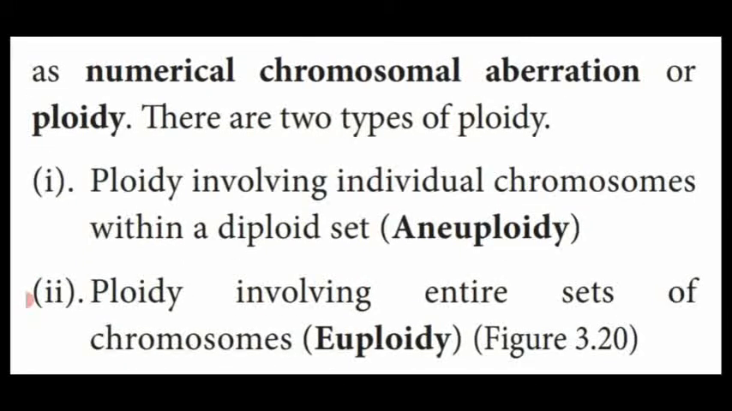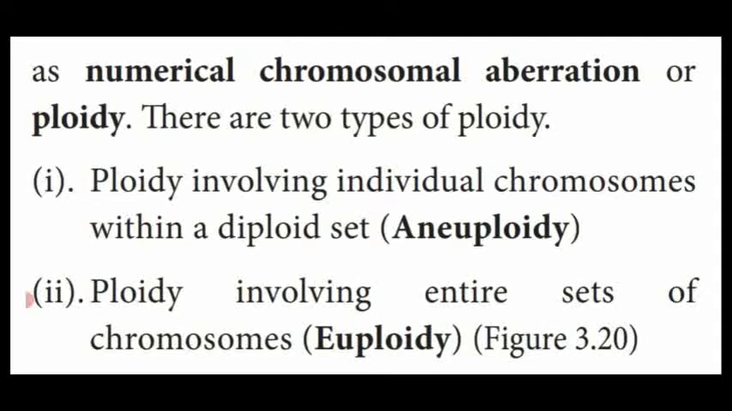Ploidy involving individual chromosomes within the diploid set is known as aneuploidy. Underline the word ploidy. What is that one? Numerical chromosome aberration: changes occur in the number of the chromosomes. So ploidy involving individual chromosomes within the diploid set means the organism which has a diploid set of chromosomes, 2n number of chromosomes. If only that number changes, it is known as aneuploidy.